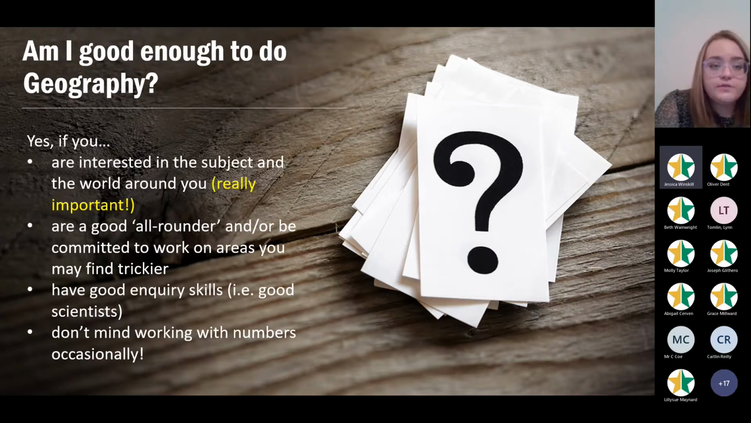So are you a good geographer? If you are interested in the subject and the world around you, then geography is right for you. It is really important that you have that interest, because that is what we will be studying. That you are an all-rounder. You have good inquiry skills, so you are thinking about why these things may happen, and you don't mind working with numbers.